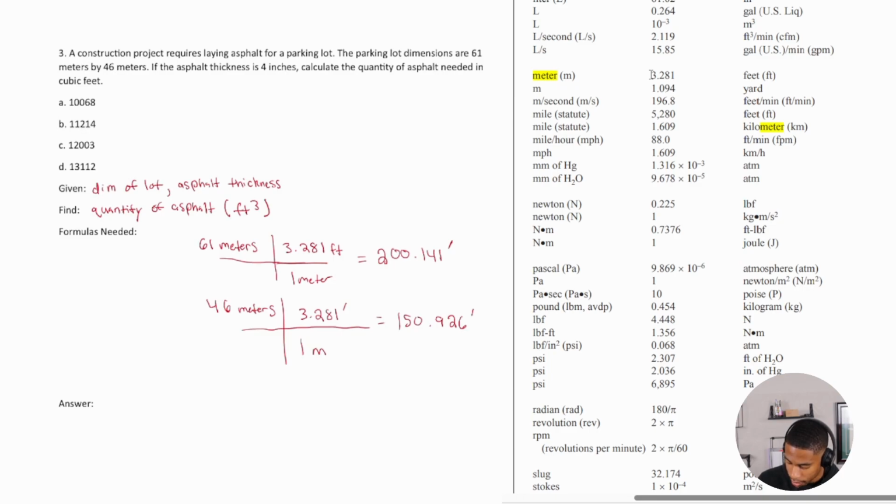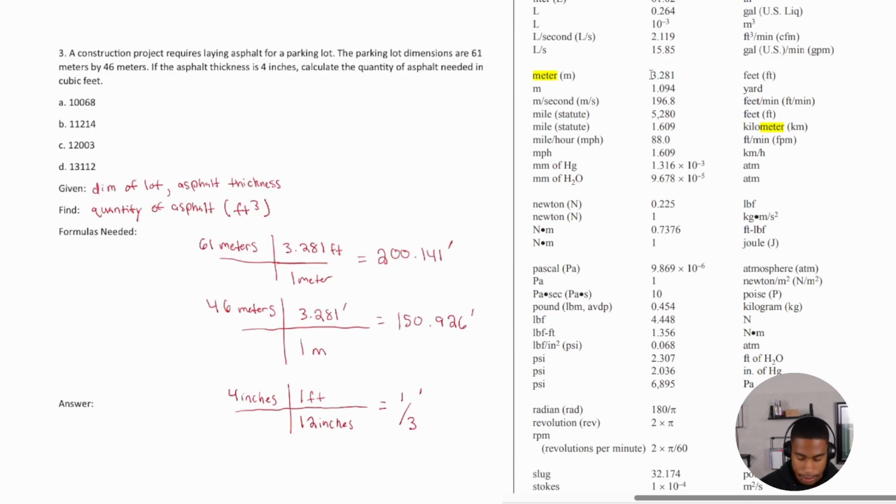And then my thickness of my asphalt, we're going to update that as well and get that into feet. So I have 4 inches. And it's important to know how many inches are in a foot. It's 12 inches in 1 foot. And so that's what, a third. All right, 1/3 feet.